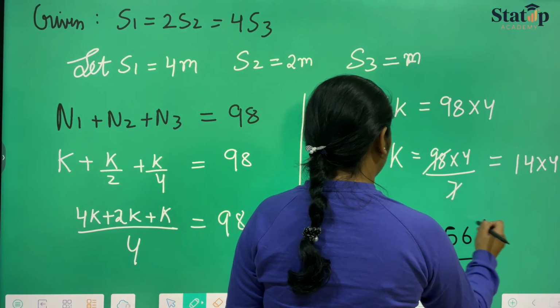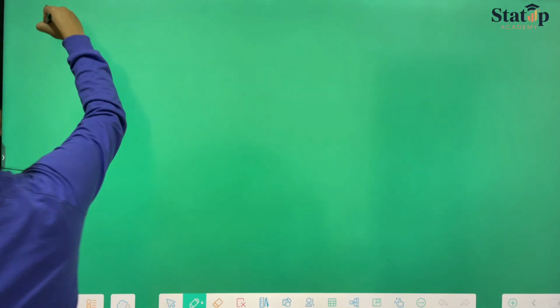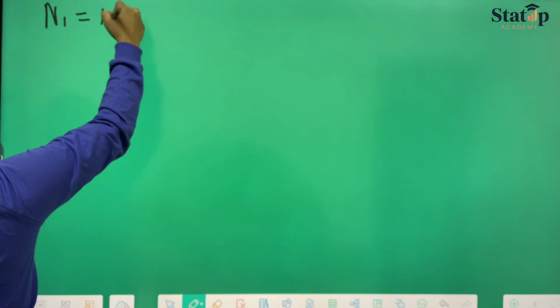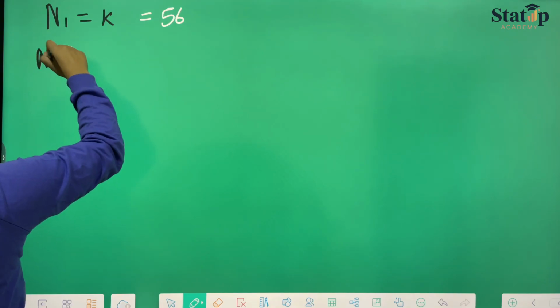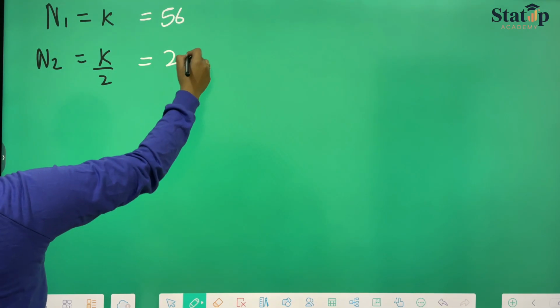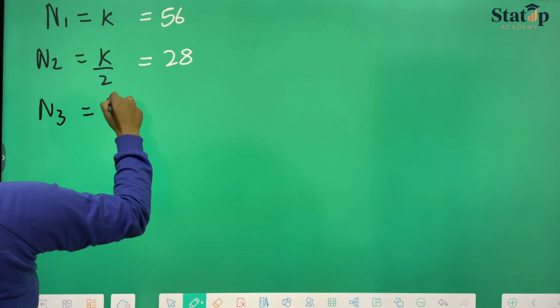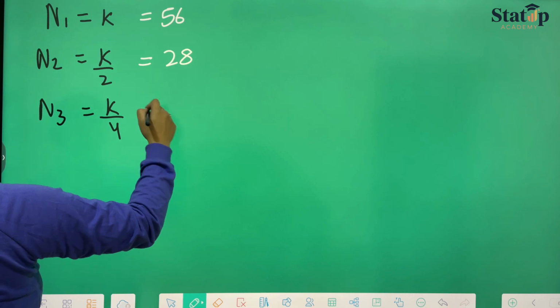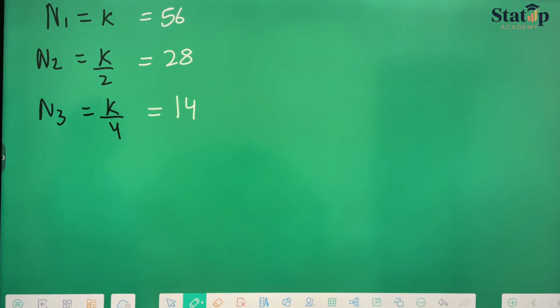And from this K we can calculate the values of N1, N2 and N3. N1 was equal to K, which is equal to 56. N2 was equal to K by 2, which is equal to 28. N3 is equal to K by 4, which is equal to 14. So these are the values of N1, N2 and N3. Similarly, we can find out the values of S1, S2 and S3.